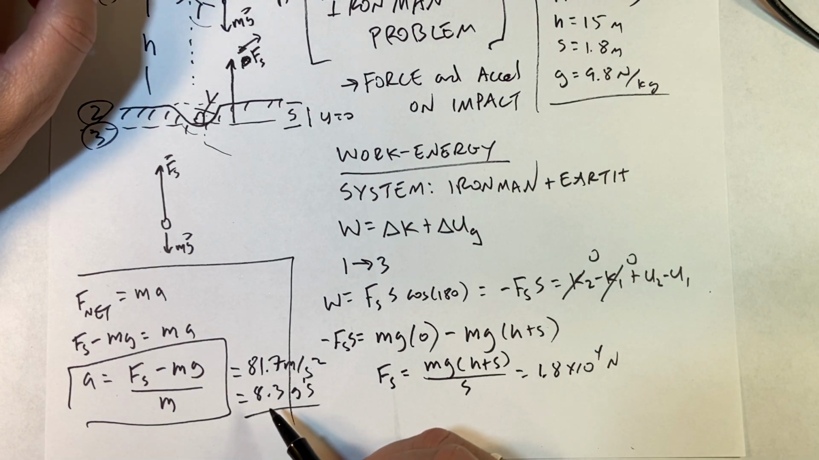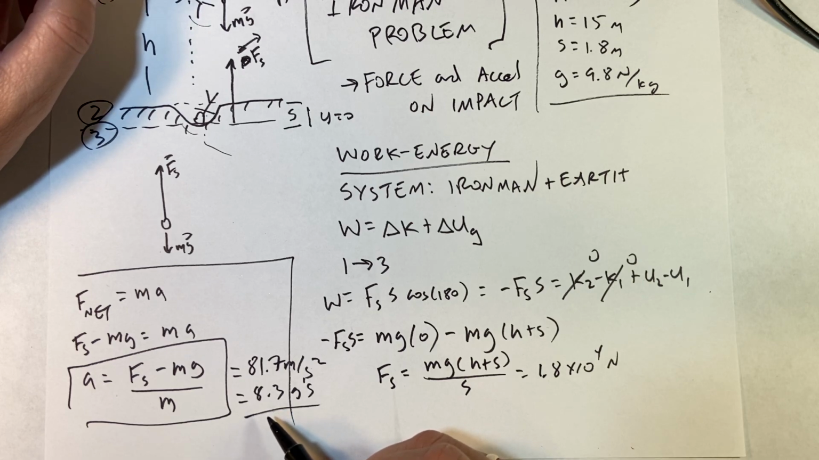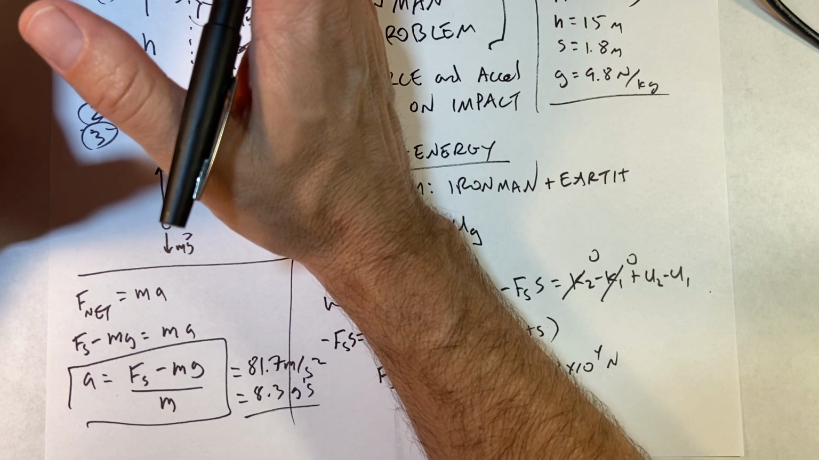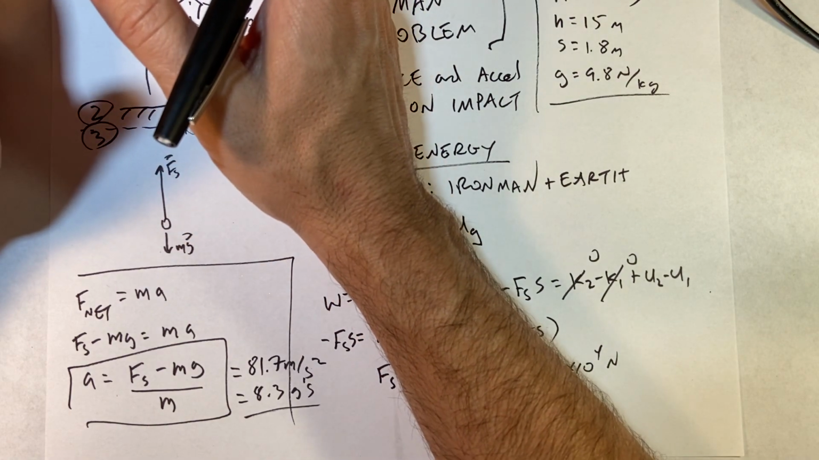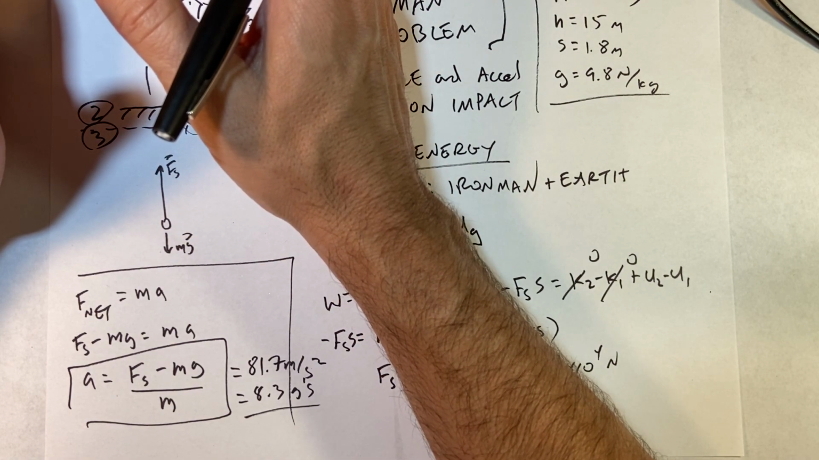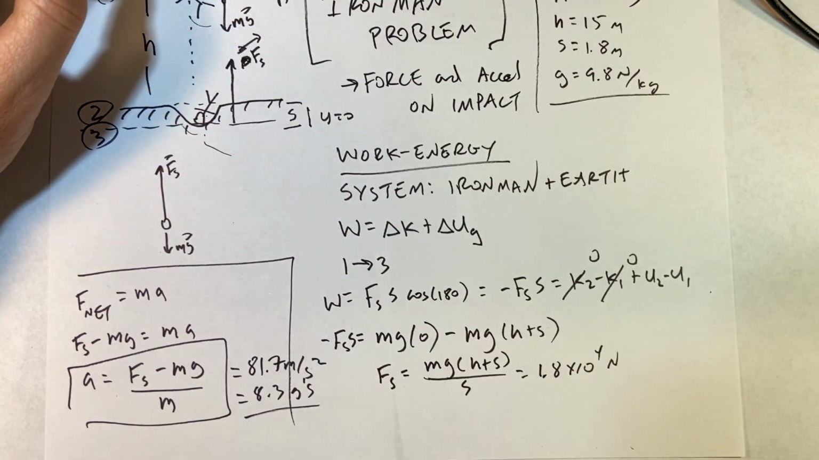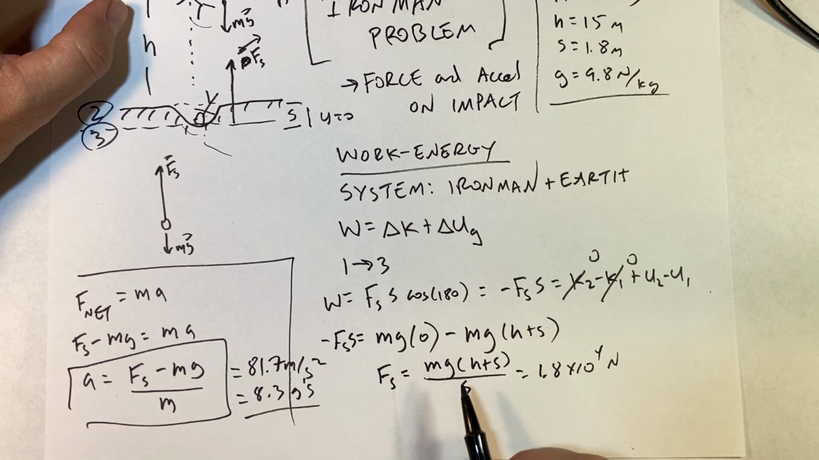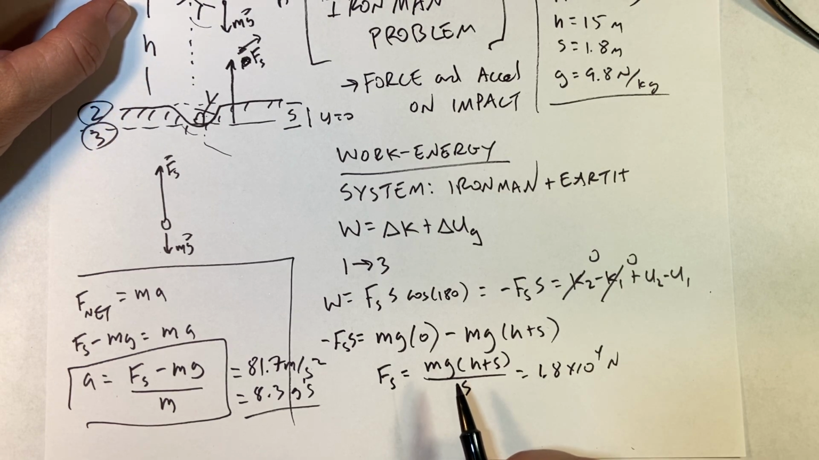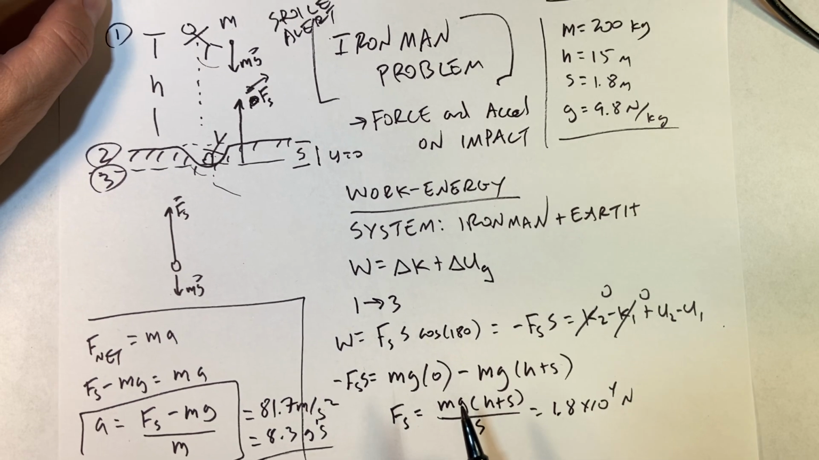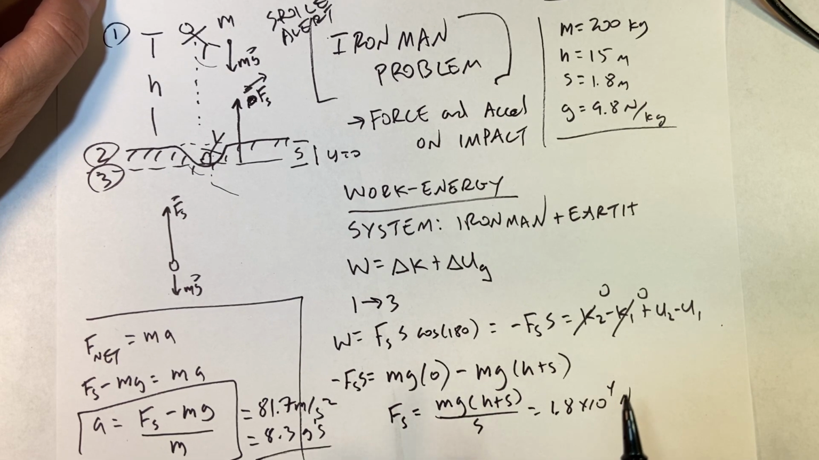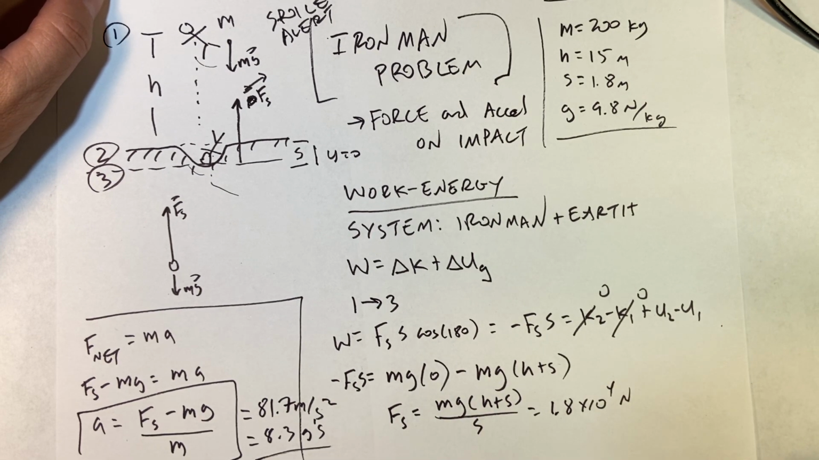There's this great NASA graph that shows maximum G force tolerance as a function of time. So for some short time intervals, you can withstand a higher G force acceleration. And for longer time intervals, that's lower and lower. But 8.3 for a seriously short amount of time is indeed doable. Okay, there you go. The Iron Man problem. We'll do some more work energy problems later.